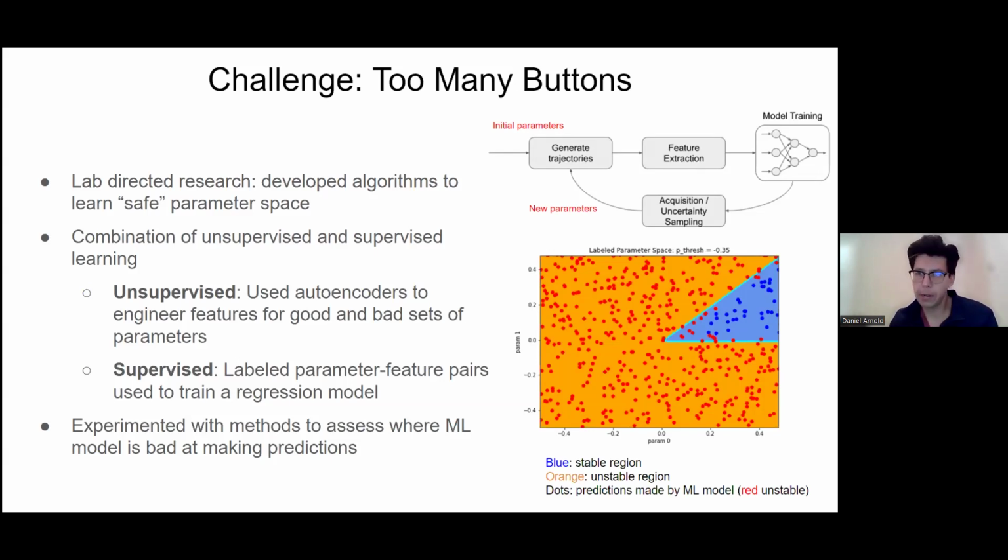The experiment on the right is an example where two parameters dictate stability of your system, and we're trying to learn the parameters that result in a stable operation of the system. Orange and blue are the ground truth areas for stable versus unstable. Blue is good, orange is not good. The dots are the predictions made by our model. What we really want are the red dots to be on top of the orange and the blue dots to be on top of the blue. And that is largely happening in this preliminary research that we've undertaken here.